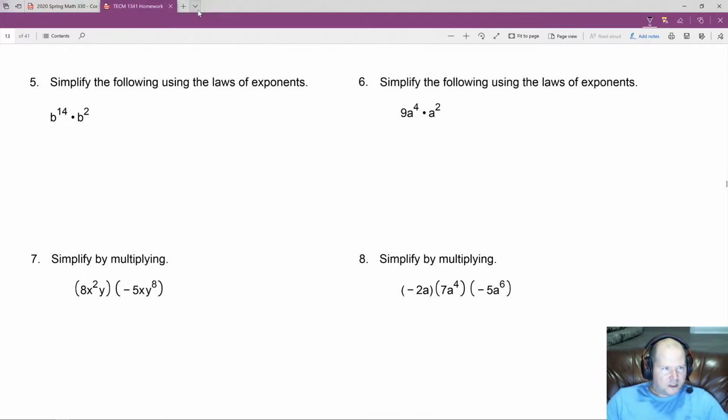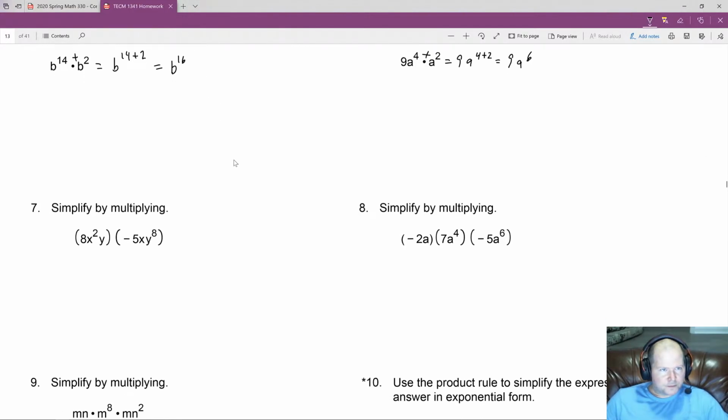So if we wanted to simplify the following using the laws of exponents, again, we have the same base, they're multiplied together, so we add together the exponents. So b to the 14th times b to the 2nd is b to the 14th plus 2, which is b to the 16th. Over here, we just keep the 9. We have 9a to the 4th times a to the 2nd. We keep the 9. And a to the 4th times a to the 2nd, we add the exponents together, 4 plus 2, which gives me 9a to the 6th.